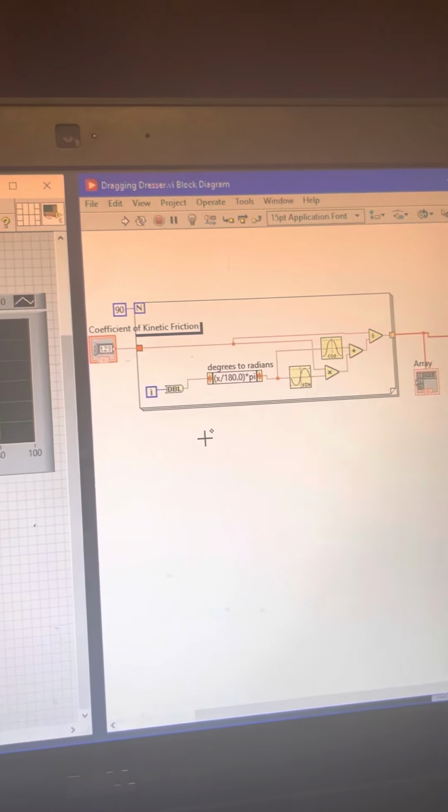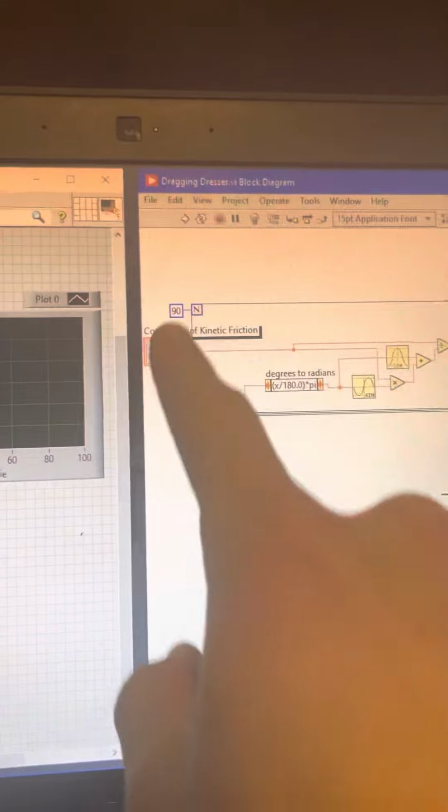Alright, so this is the dragging dresser problem. What we've got going on here is the coefficient of kinetic friction right here, and then this is set up to 90 degrees, from 0 to 90 degrees. This is the number of times the for loop goes through. Basically, what I did here is I modeled the equation right here.